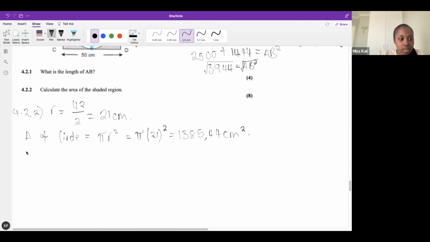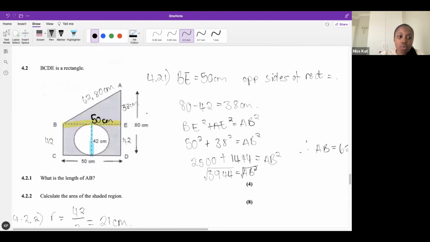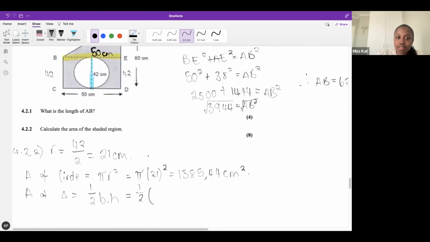Now we need the area of a triangle. How do you work out the area of a triangle? Half base times height. Thank you very much. Equals half of, let's check my base and my height. Which base and which height are we using? Okay, there's only one base, but I want to know which height are we going to use? Look at your sketch. Which height are we going to use? 38. Nice, because it is the perpendicular height. You cannot use the slanted height.